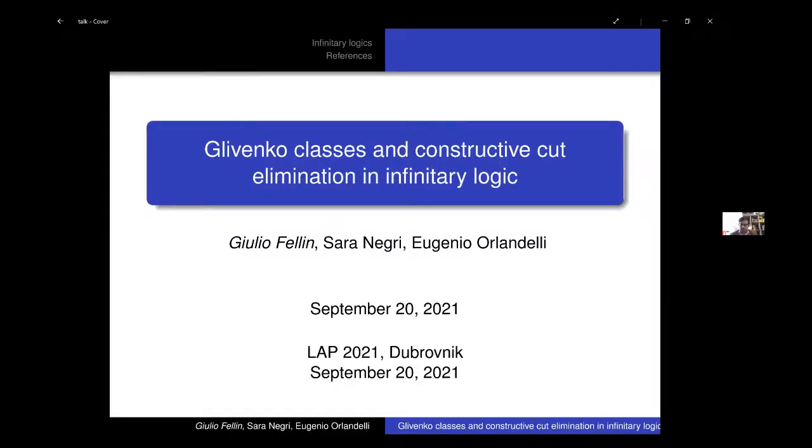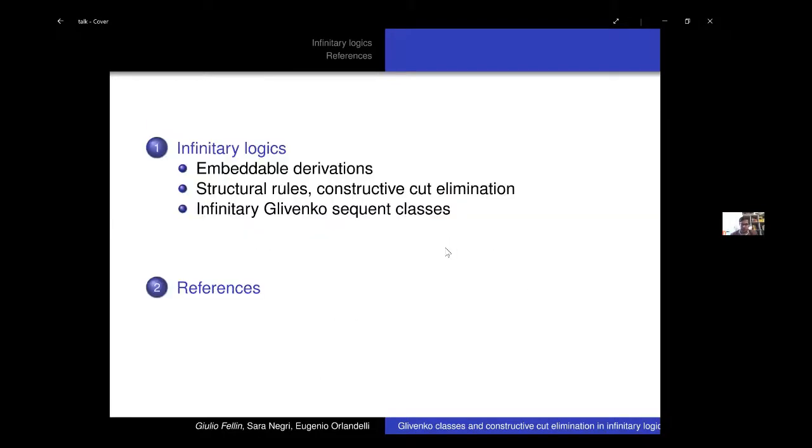I'm going to talk about Glivenko classes and constructive cut elimination in infinitary logic. So this is the outline of the talk. First, we introduce infinitary logics and the calculi that we are using. Then I'm going to introduce the main tool, which are embeddable derivations that we will use during the proofs. Then I will show some results that structural rules hold, and we show a constructive proof of cut elimination. And in the end, we show some Glivenko style results for infinitary logic.